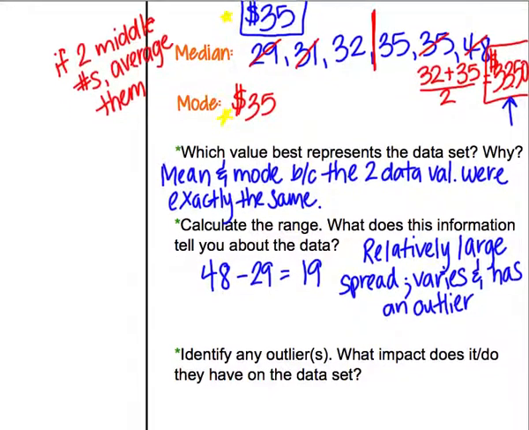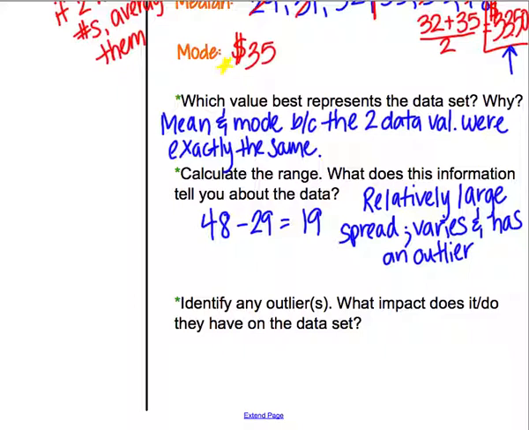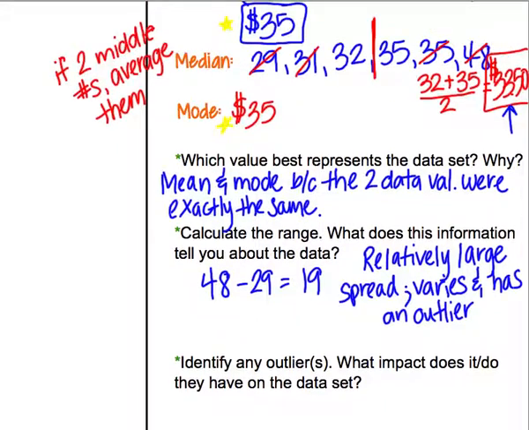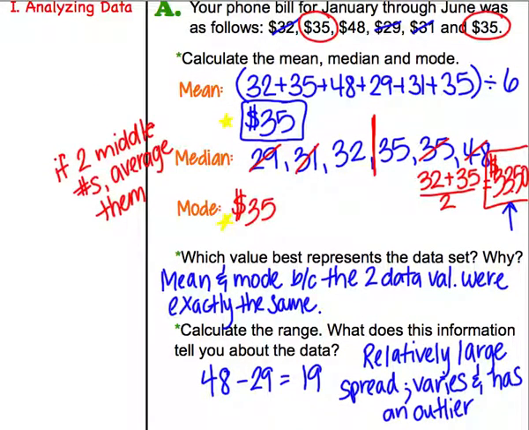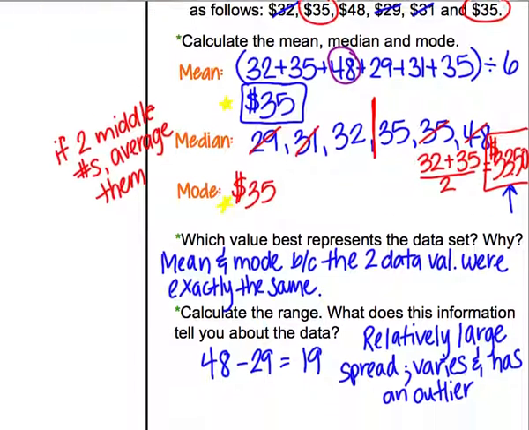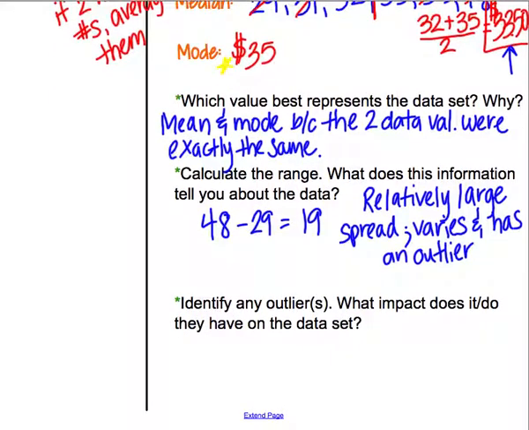Now, the next thing is defining any outliers. When I look here, most of these range in the upper 20s to lower to mid 30s. And then we have this one value of 48. And a phone bill should relatively be around the same price. So I would have to say that $48 is an outlier.